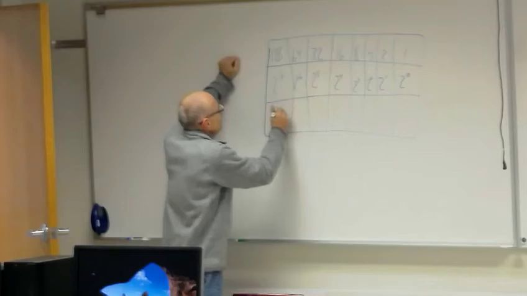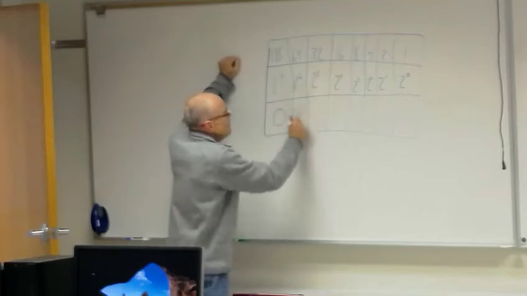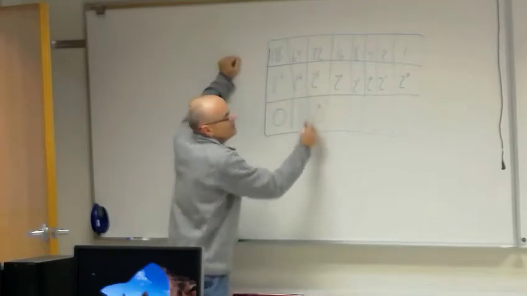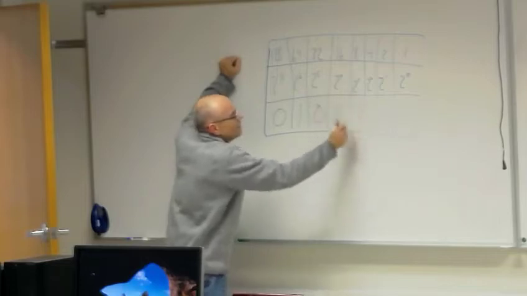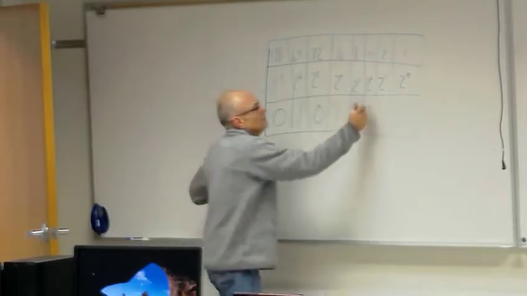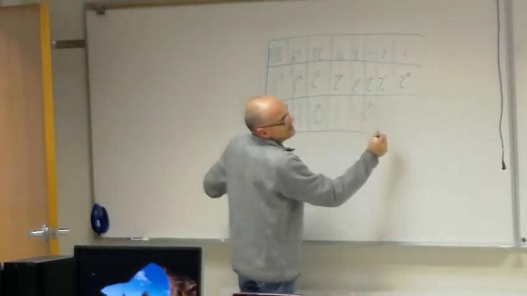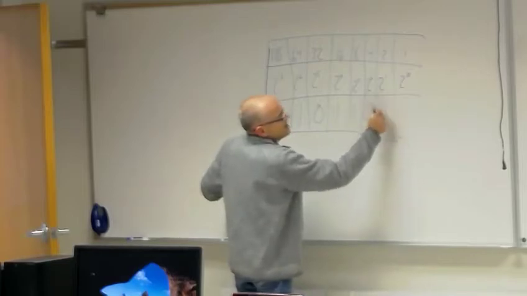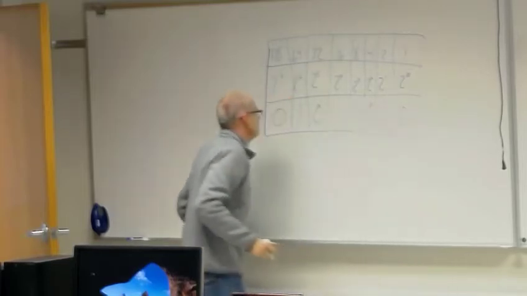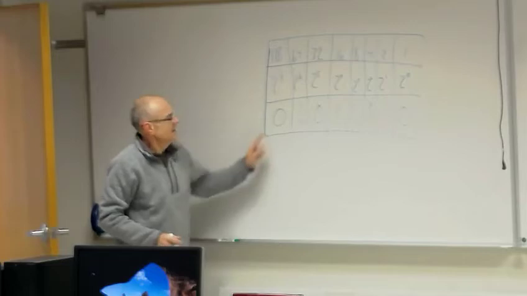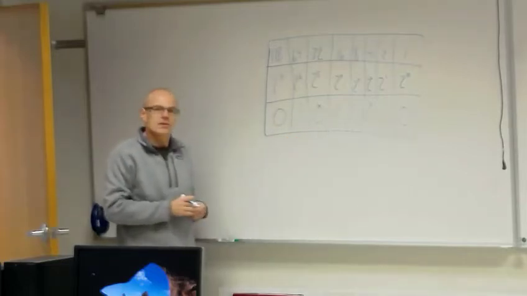I'm going to put the 0 over here, and then the 1, the 0, the 1, the 0, the 1, and the 0 in there. I want to take that byte and I want to convert it to a base 10 number.